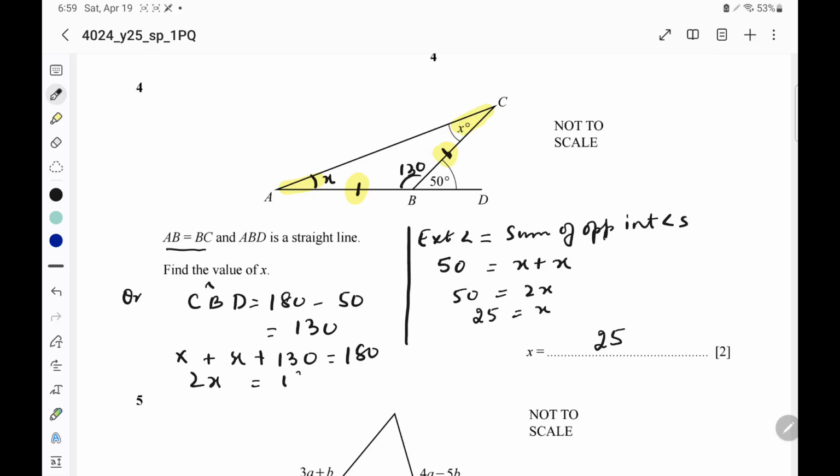2x is equal to 180 minus 130, which is equal to 50 degrees. That becomes the same equation. 2x is 50, then x is equal to 25 degrees. Alright, so both ways I solved the question.